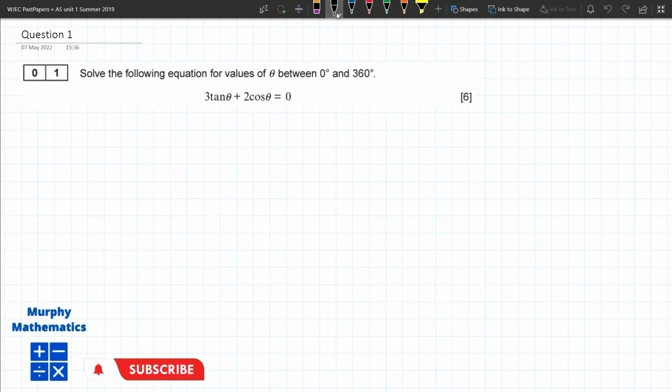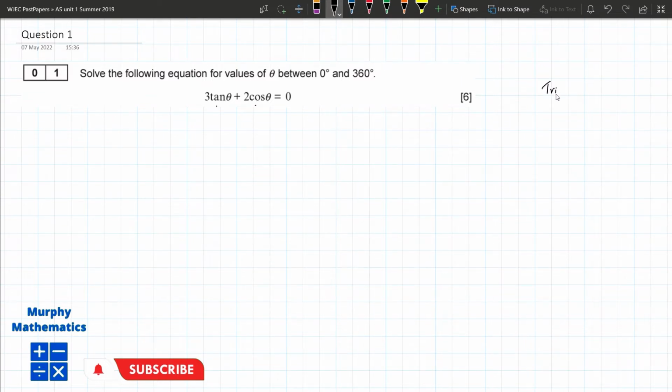So this is your classic trig question where you're given two trig functions, and what we're going to aim to do is sub in different trig identities to get them in the same trig function. So we're either going to have sine thetas or cos thetas or tan thetas. That way we can factorize and solve for them. So what we need to do is write down our trig identities.